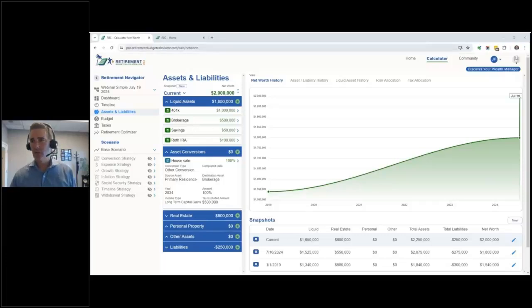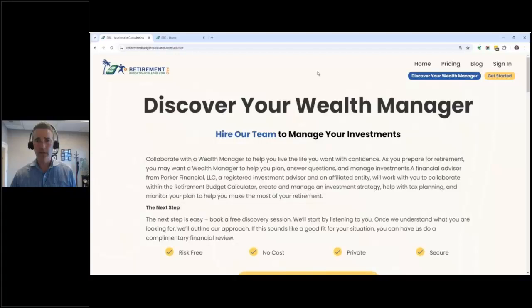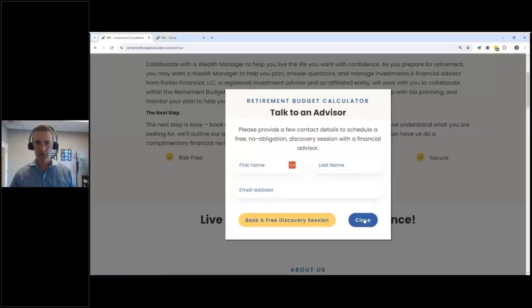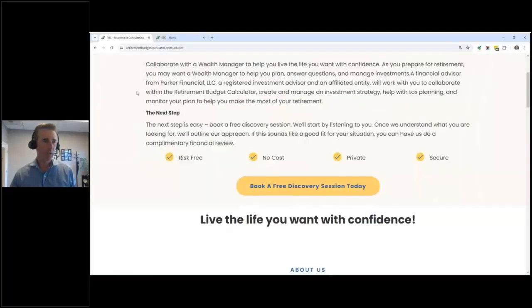One of the things that you have the ability to do is get help from an advisor. Now, we don't work for free as advisors, so there are fees associated with hiring advisors. But if you click this Discover Your Wealth Manager, and this is something that you don't want to do on your own, maybe this is just overwhelming to you, you can book a free discovery session here, and then you can meet with somebody on our team to help you navigate your retirement planning. We can help with investment management. So you don't have to go this alone. We're there if you need us.